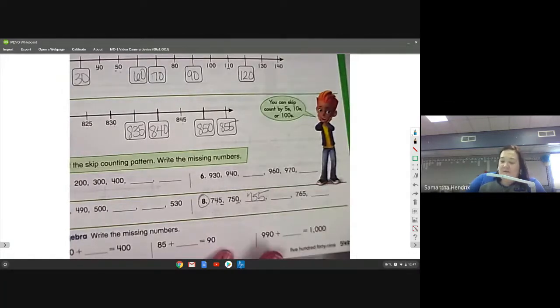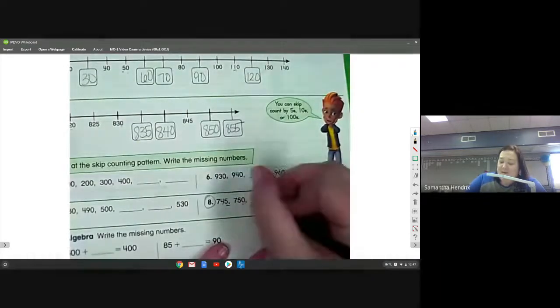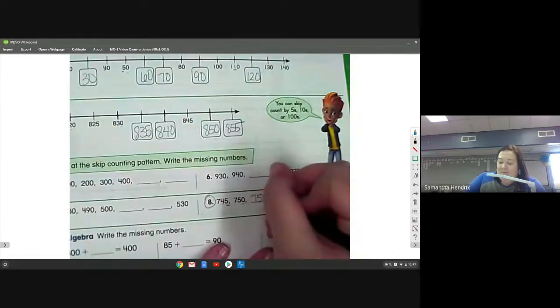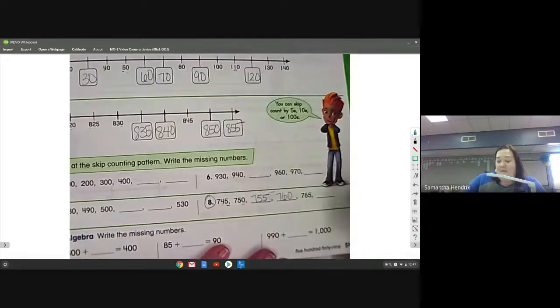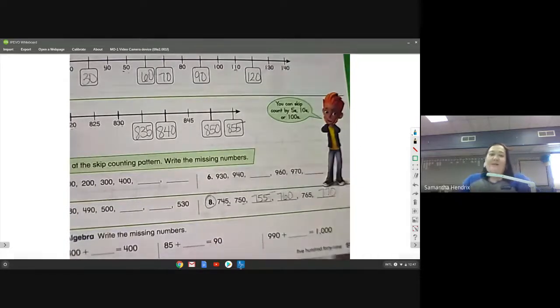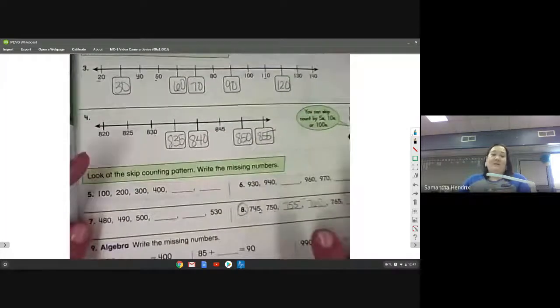755. Oh, Miss Hendricks, I'm sorry. You've got to write nice, neat numbers. 755. So then 760, 765, 770. Pause if you need to. Okay? Now I want you to do 5, 6, and 7 by yourselves. Okay? And then come look at the answer. So go ahead and pause.